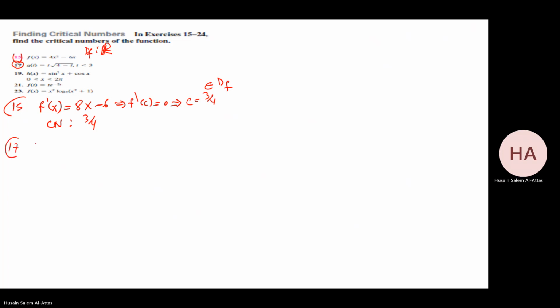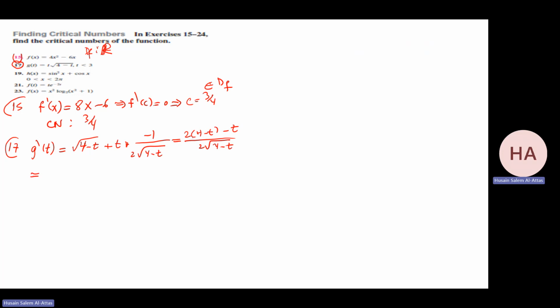19. I need to find f prime. g prime at t will be root 4 minus t plus t times 1 over 2 root 4 minus t times minus 1. And that will be 2 times (4 minus t) over 2 root 4 minus t, which is equal to (8 minus 3t) over 2 root 4 minus t.